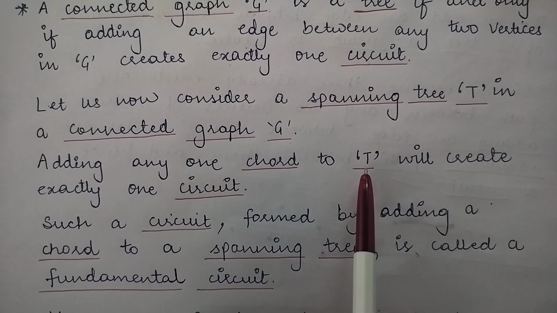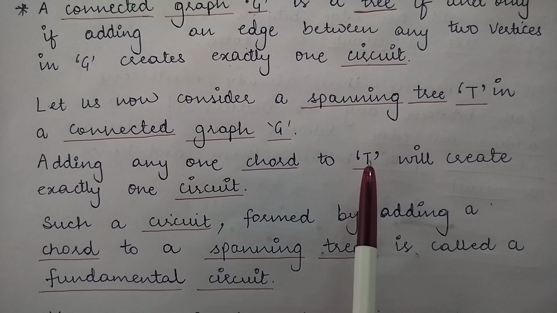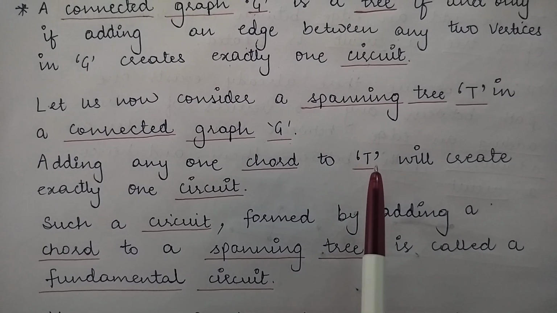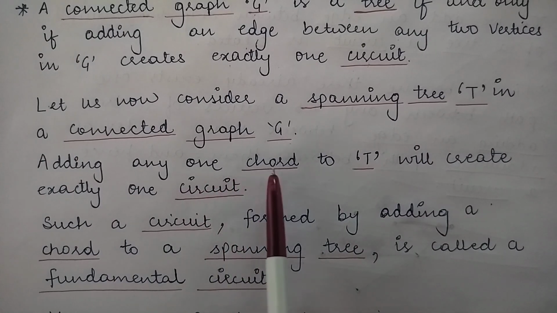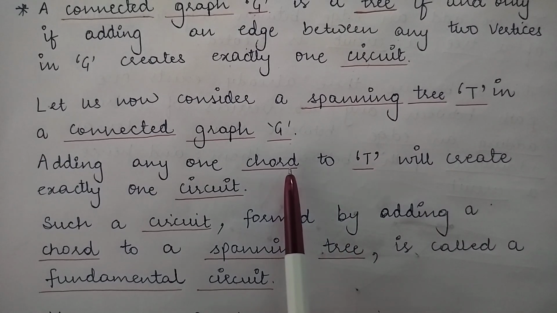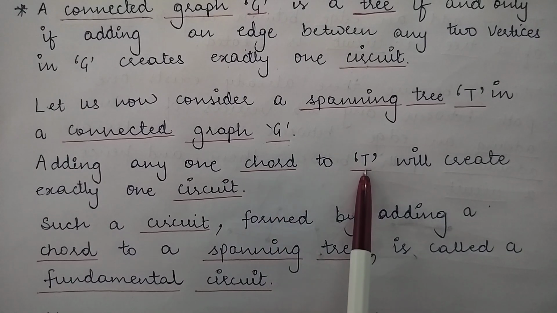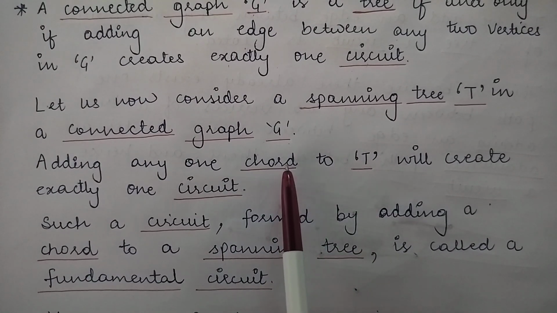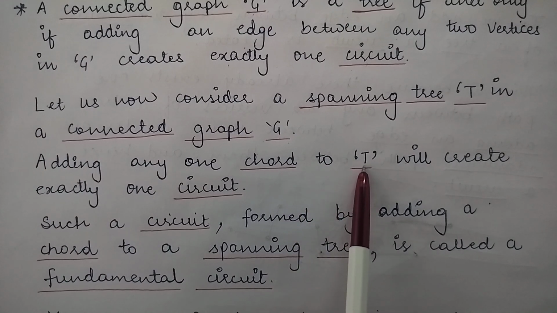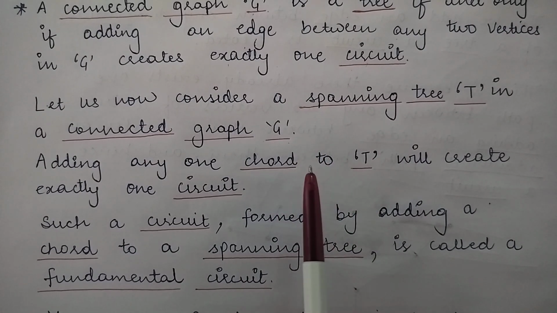Now this is in case of a spanning tree. In case of a tree, when you add one edge to the tree, one circuit is created. But when this tree is a subgraph of another graph, that means when it is a spanning tree, in that case when we add one chord to this spanning tree, what is a chord? A chord is that edge which is a part of the graph but which is not a part of the spanning tree. That means you add an edge which is additional to the spanning tree, which was not a part of the spanning tree, because here we are talking about additional edges.